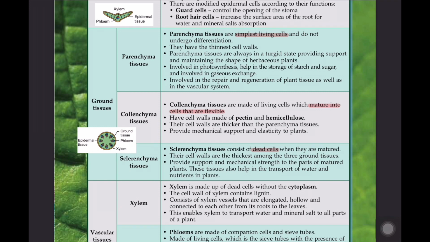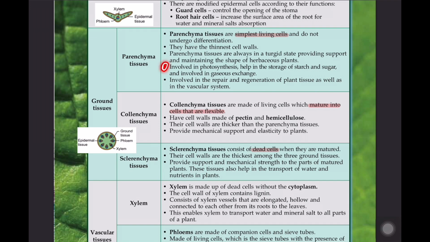Okay, so we'll start with parenchyma, which is the simplest living cell. It does not go through differentiation and has the thinnest cell wall. So they are always in a turgid state, providing support and maintaining the shape of the herbaceous plants, albeit being thin. Okay, it is involved in photosynthesis, helps in the storage of starch and sugar, and is involved in gaseous exchange.